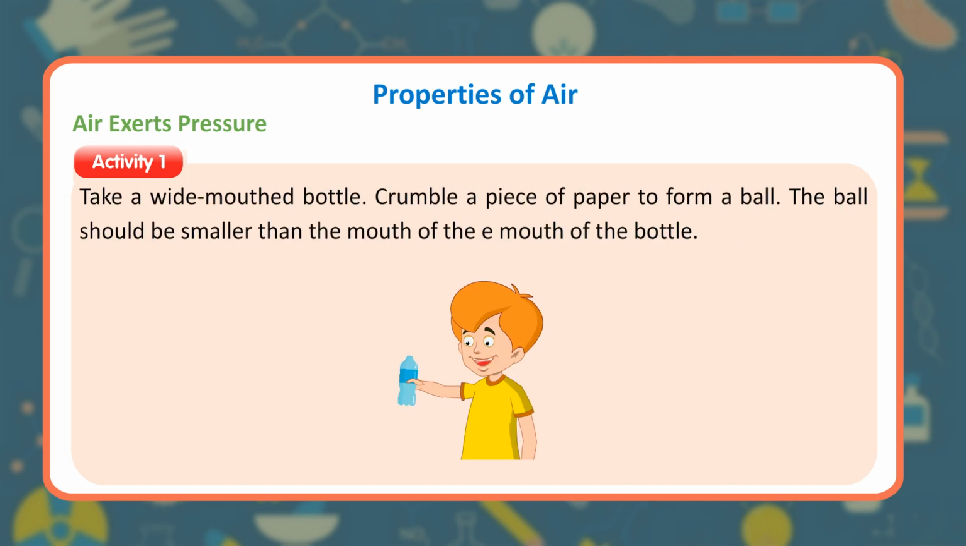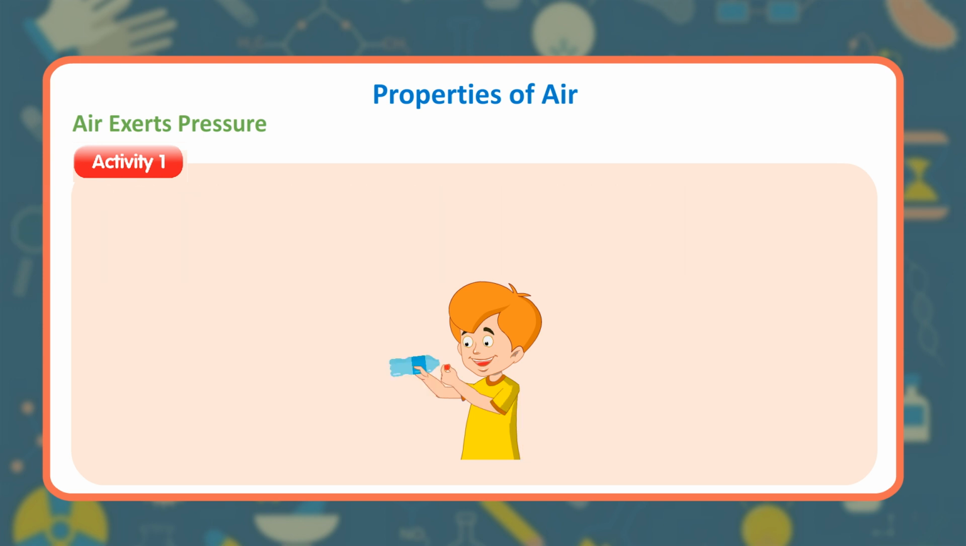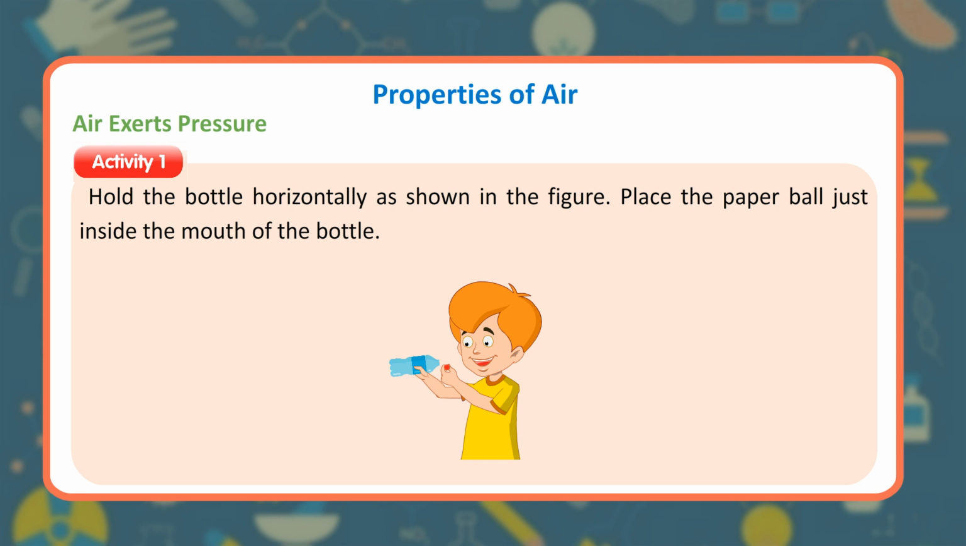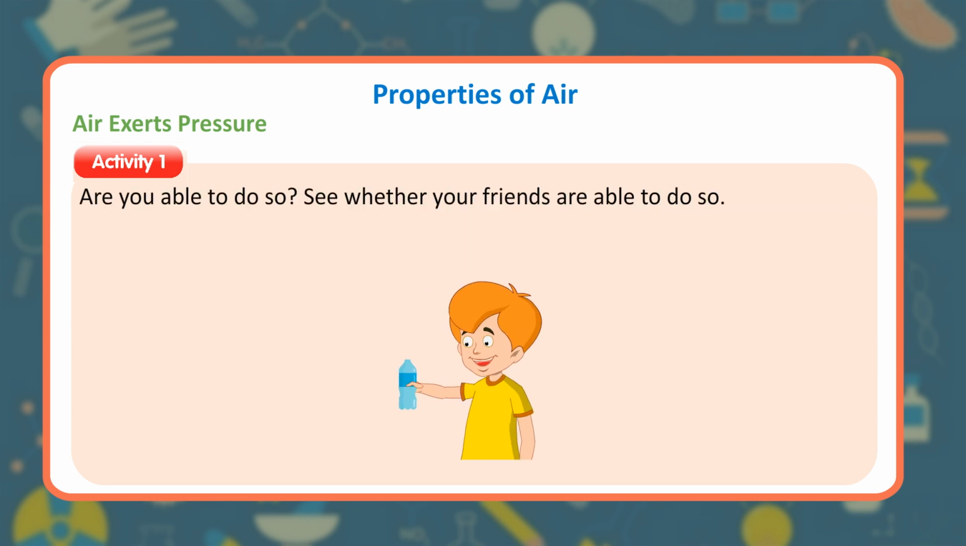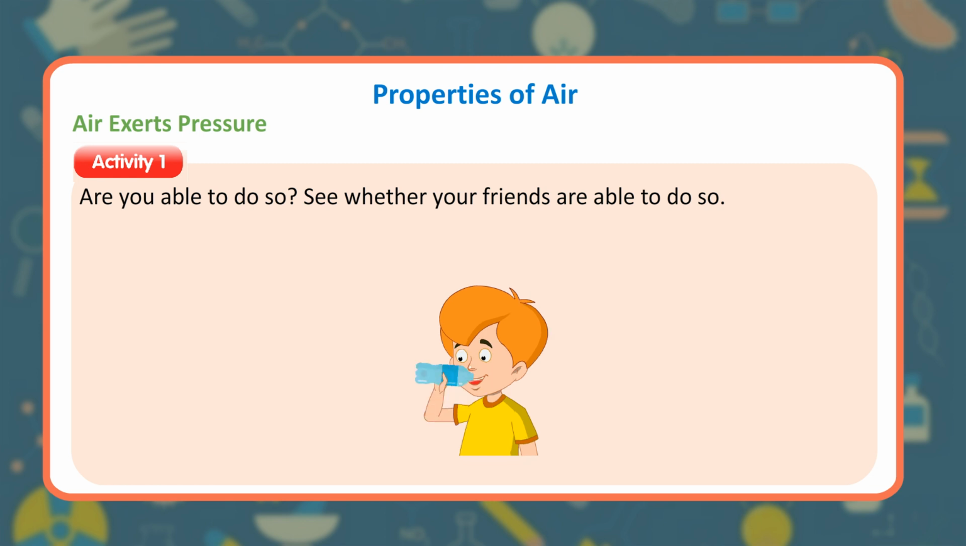Activity. Take a wide-mouthed bottle. Crumble a piece of paper to form a ball. The ball should be smaller than the mouth of the bottle. Hold the bottle horizontally as shown in the figure. Place the paper ball just inside the mouth of the bottle. Are you able to do so? See whether your friends are able to do so.